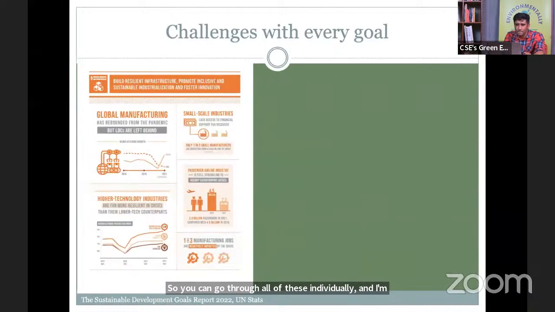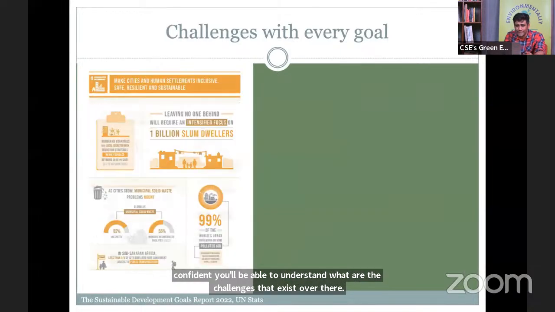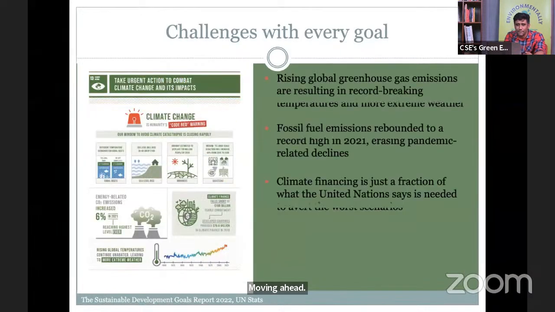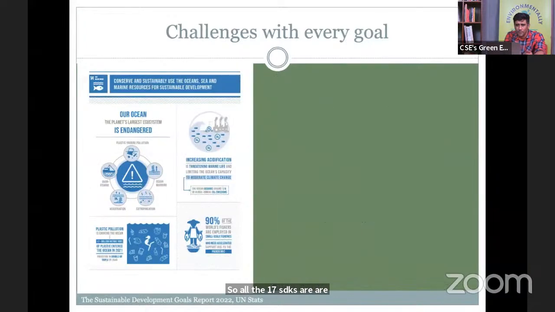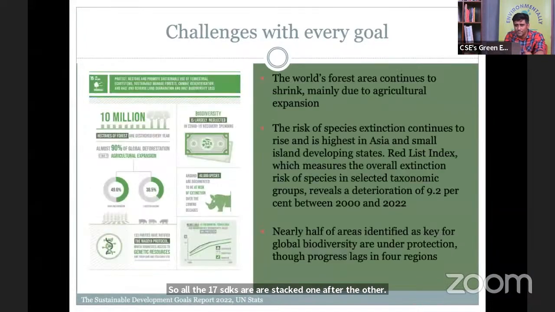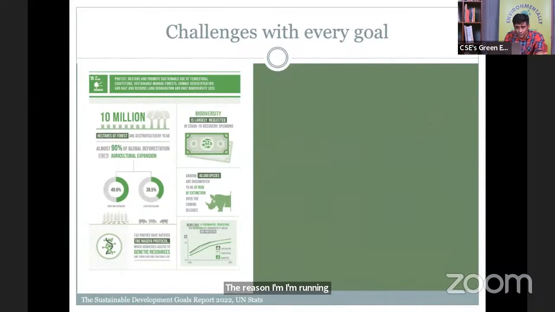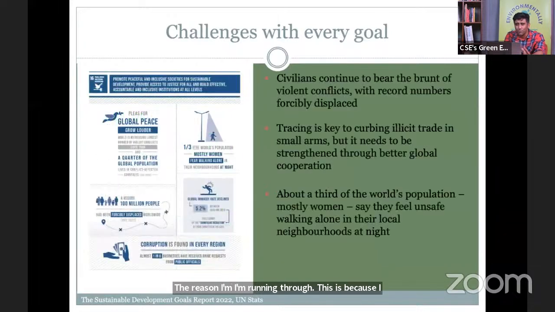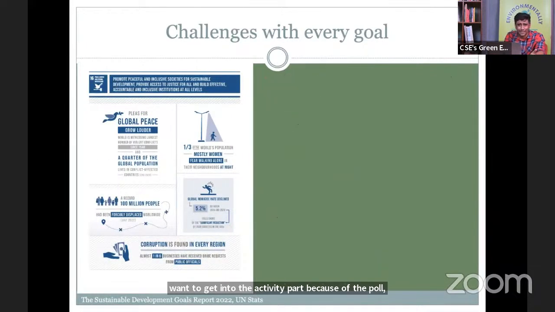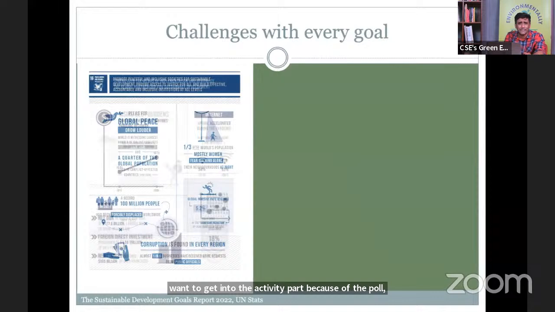Moving ahead, all the 17 SDGs are stacked one after the other. The reason I'm running through this is because I want to get into the activity part, because of the poll, which tells me that most of us understand what these SDGs are. So over here, I've just talked about the challenges that exist with them.